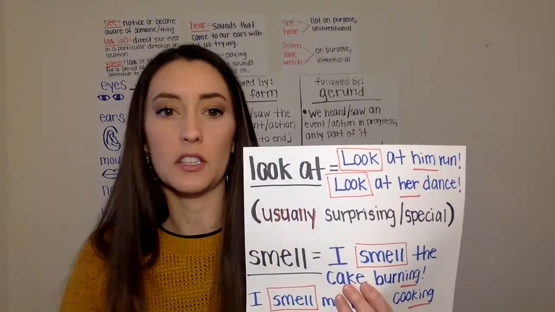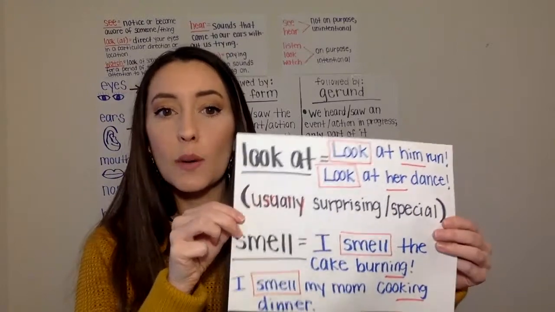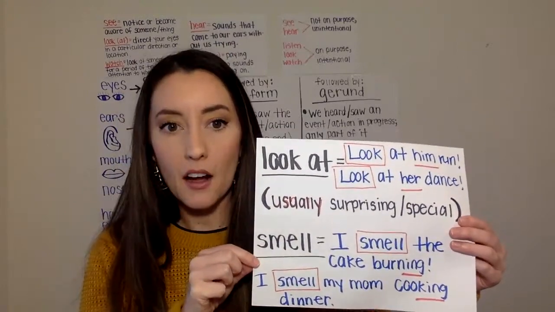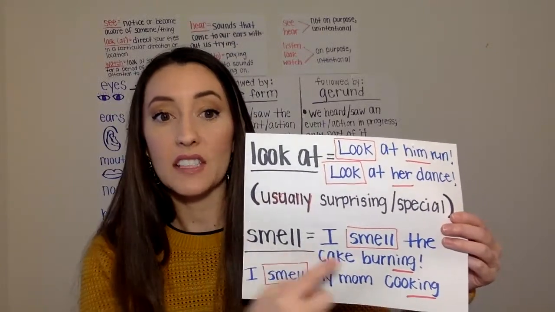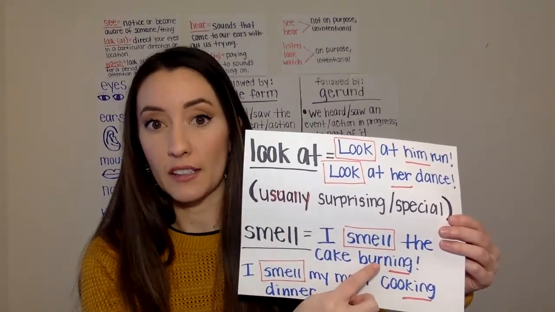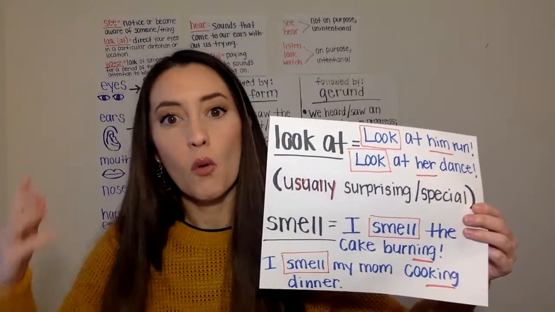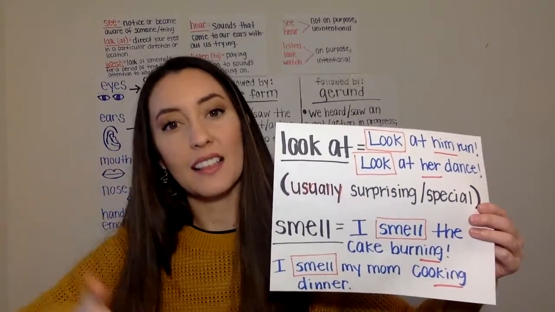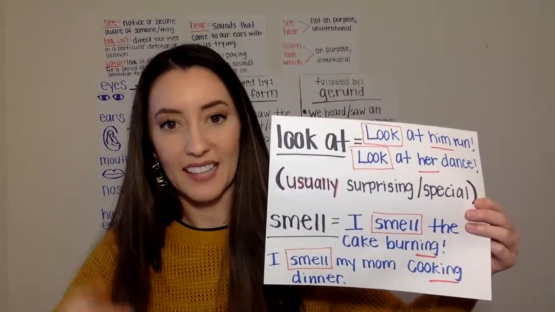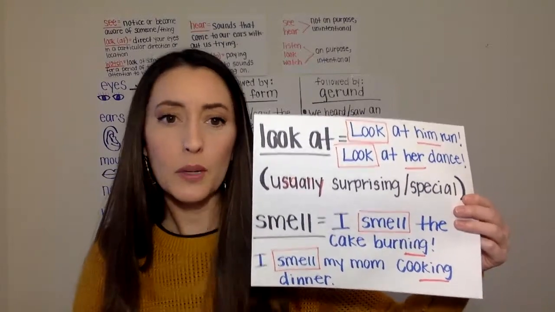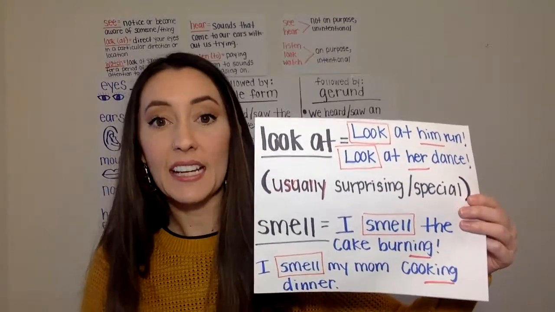This is a way that we can use the look at. And also smell. So smell, we're typically going to have smell followed by the gerund, okay? ing. Why? Because a smell, it's ongoing, right? It's happening in the moment. For example, I smell the cake burning.